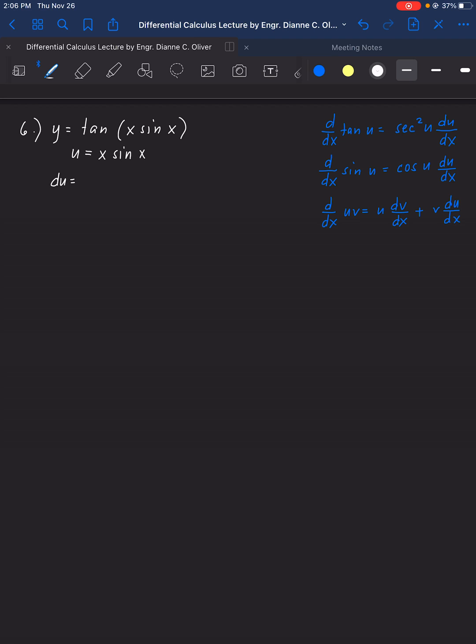The derivative of u is equal to the derivative of the product, so x, and then derive sine x. The derivative of sine x is cosine x. Then plus, this is the v, so sine x, then the derivative of x is 1. Okay, so we're using this pattern, right? And that is equal to x cosine x plus sine x.